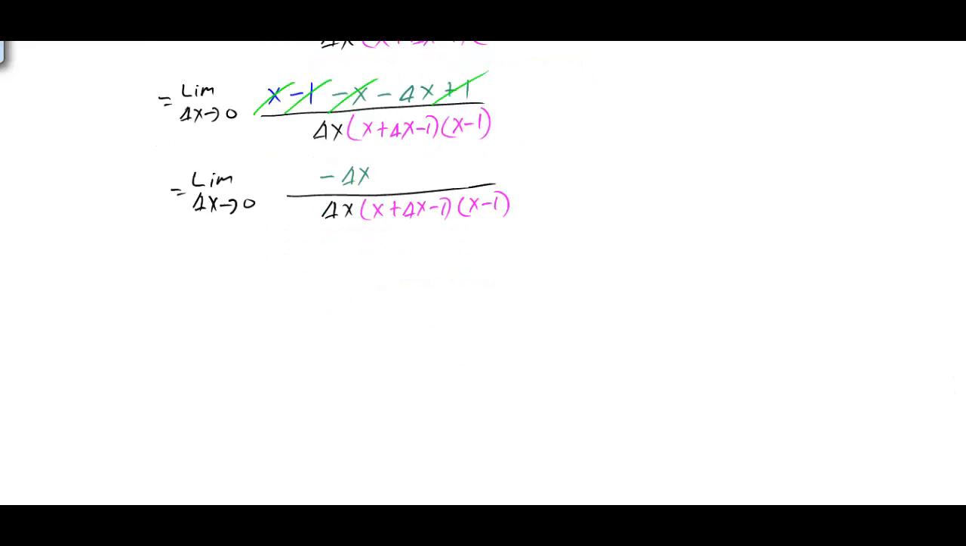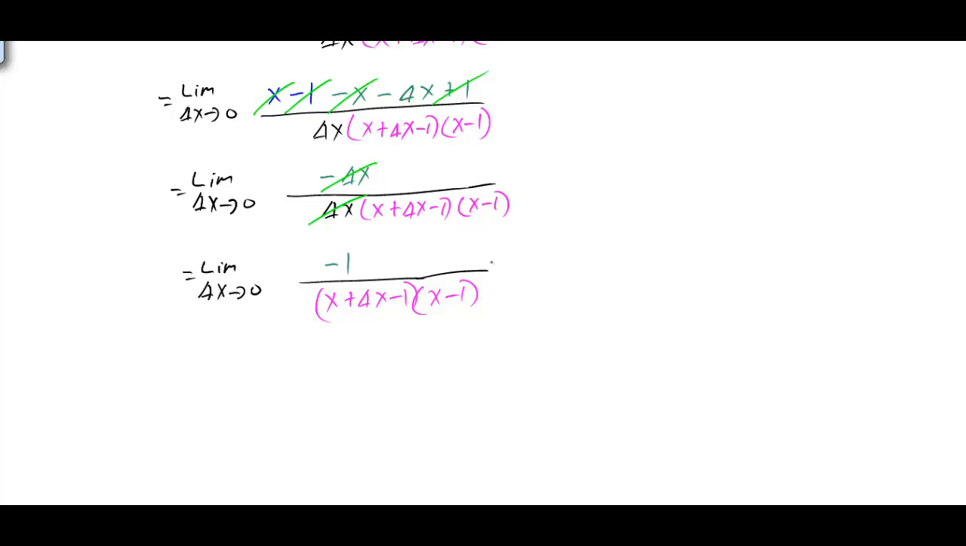And clearly we can now cancel out our delta x's. And in doing so, notice now when we cancel, we're left with a negative 1 on top. And in the denominator, we're simply left with x plus delta x minus 1 and x minus 1.